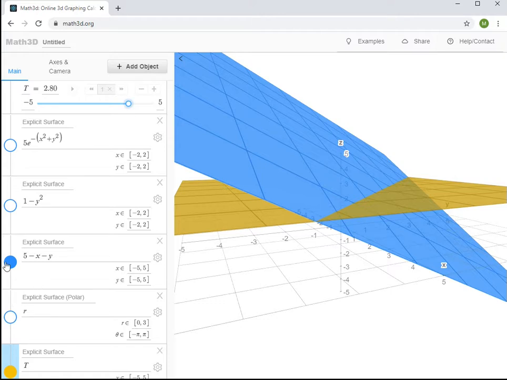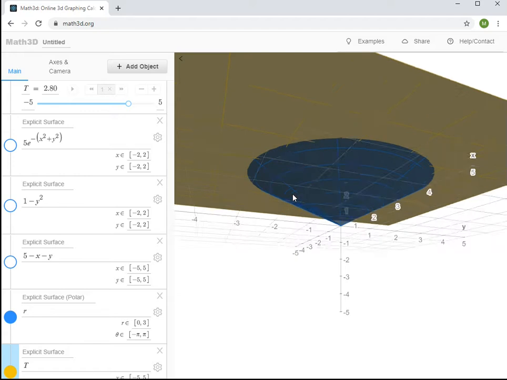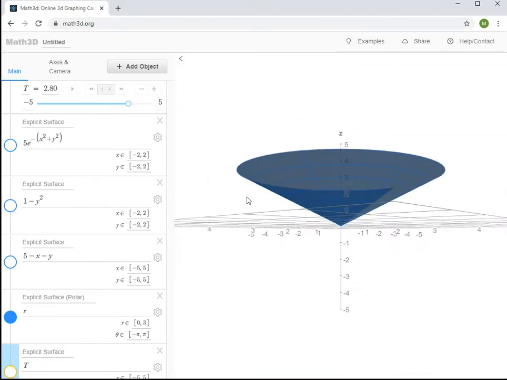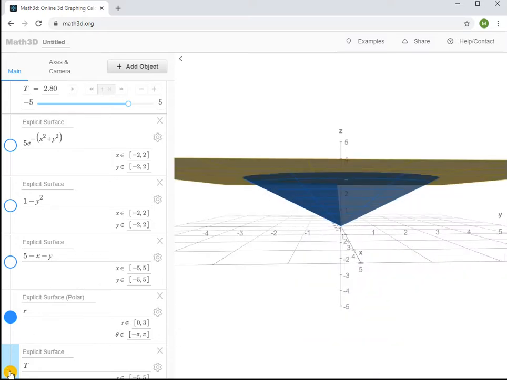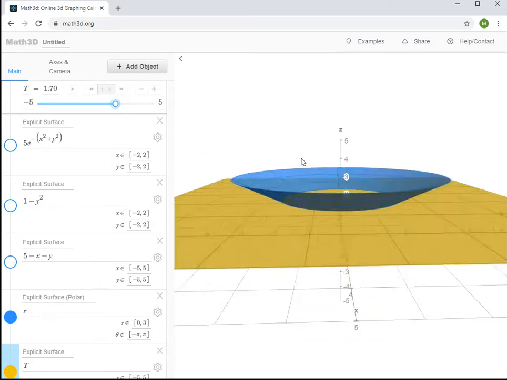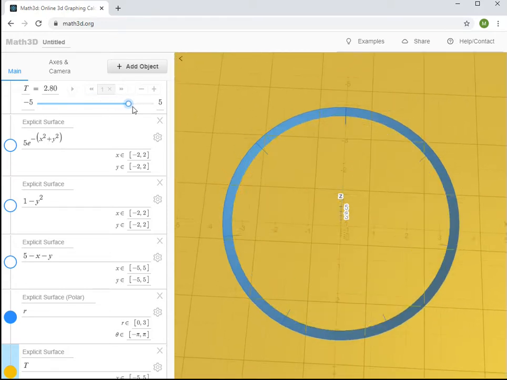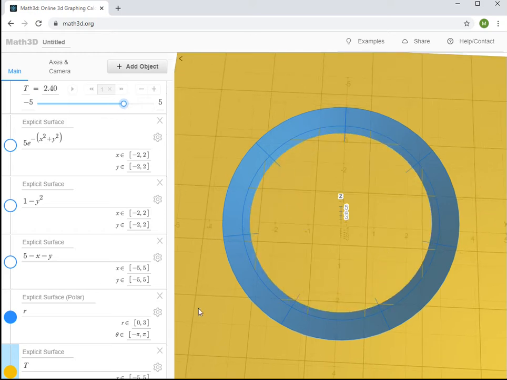So here I'll go ahead and plot the cone. And here's our nice surface, nice and symmetric. I'm going to intersect that, and I'm just going to get these evenly spaced circles centered at the origin. So that makes a lot of sense.